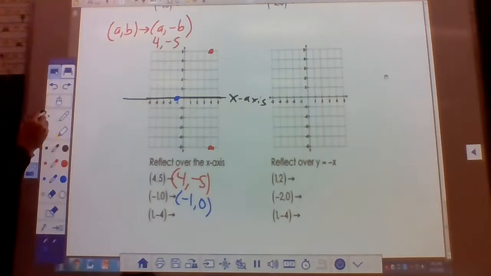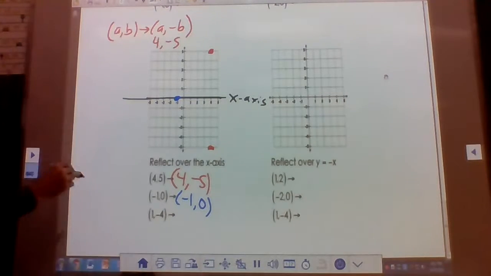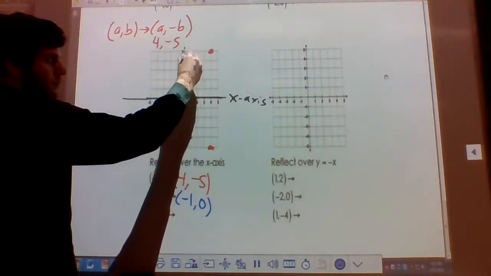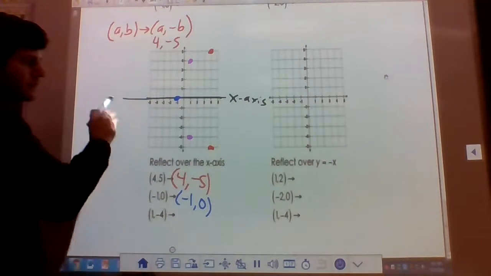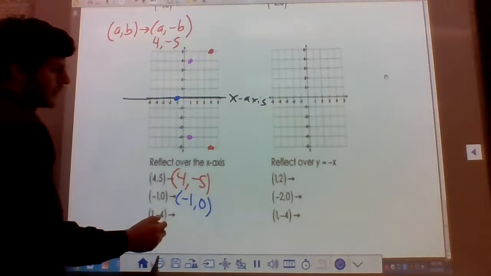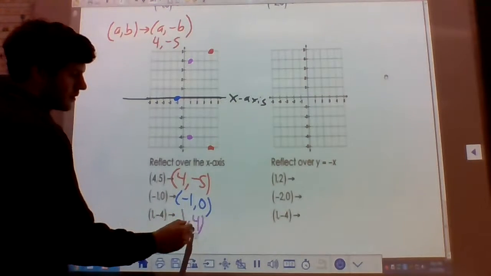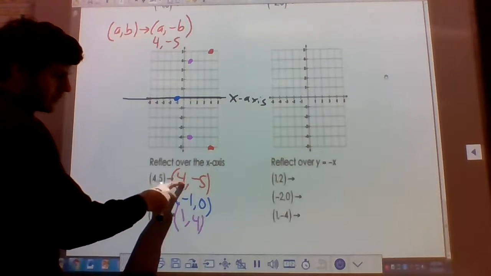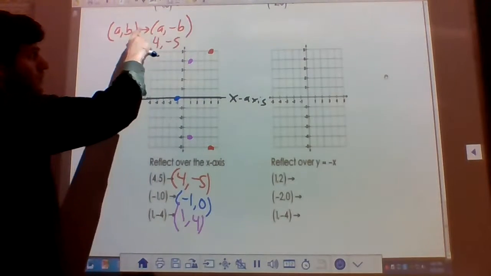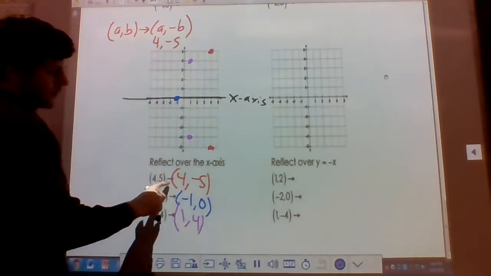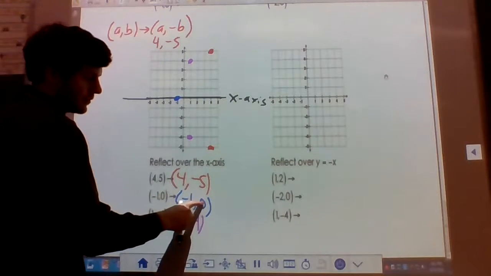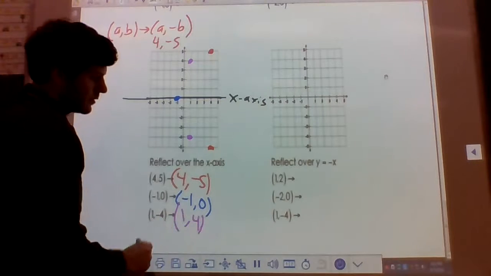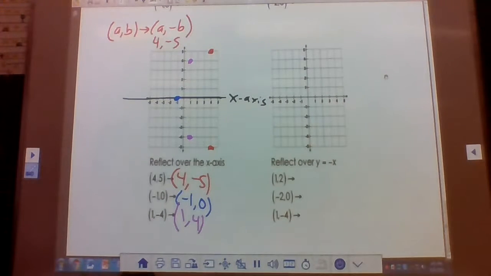Now our last point here is 1, negative 4. Okay, we're going to flip it over, reflect it over the x-axis. It's going to become 1, positive 4. Right, so again, all of these we're just changing, right? 4, negative 1, and 1 stay the same. And we're changing from b to negative b. So 5 to negative 5, 0 to negative 0, but negative 0 is just 0. And then negative 4 to positive 4. Right, negative 0 isn't really a concept.